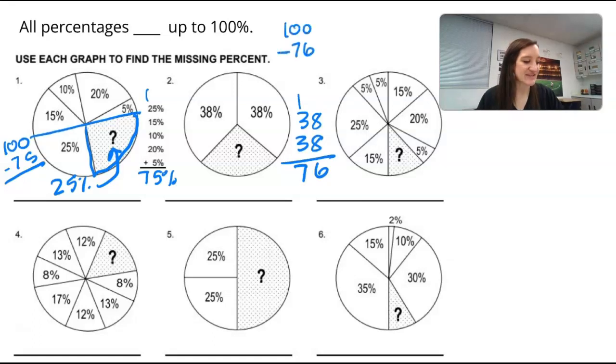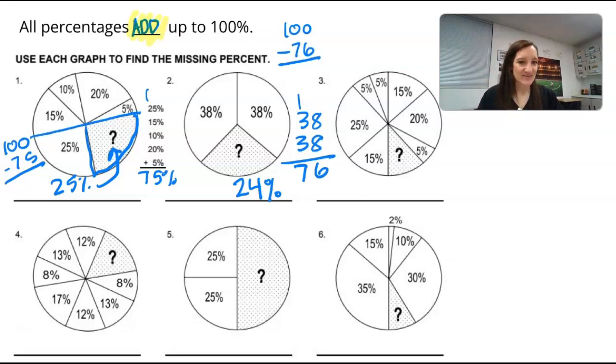100 minus 76% is 24%. Do you see how all percents add up? Write that in, add up to 100%. That way we can find missing pieces.